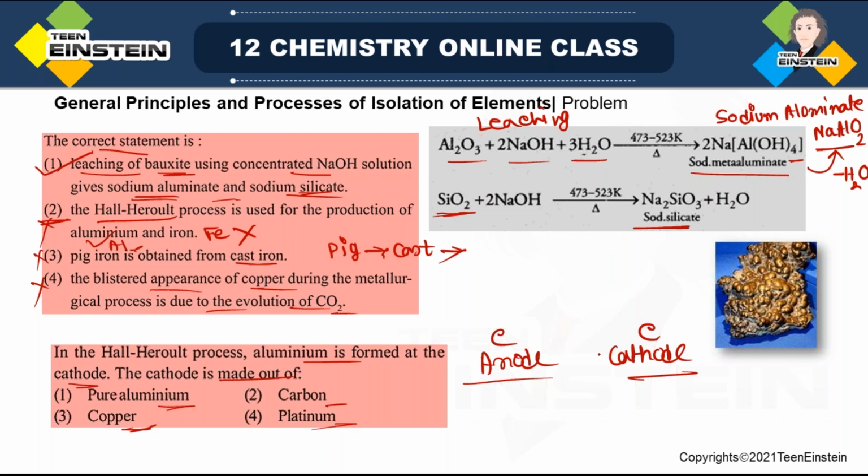And here this carbon is taken as anode. There is a special reason for that, because this carbon will react with the side product which is O2, and it will form CO and CO2, which can be eliminated very easily. So that is why option 2 is the correct option. Okay, is there any doubt in the problem?